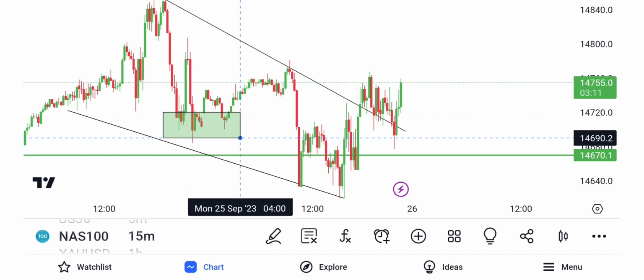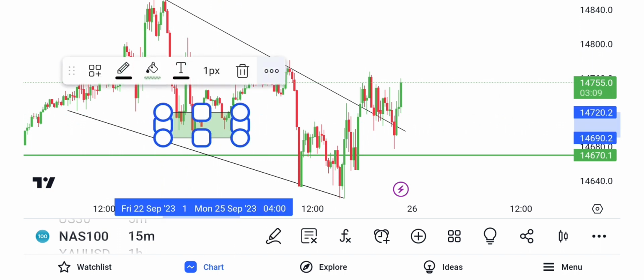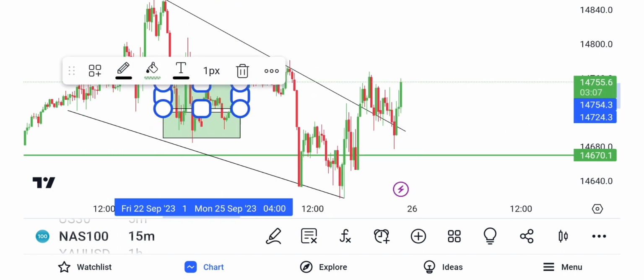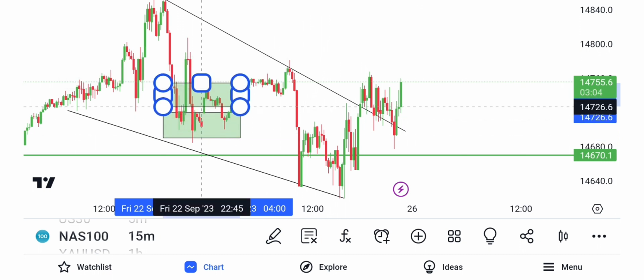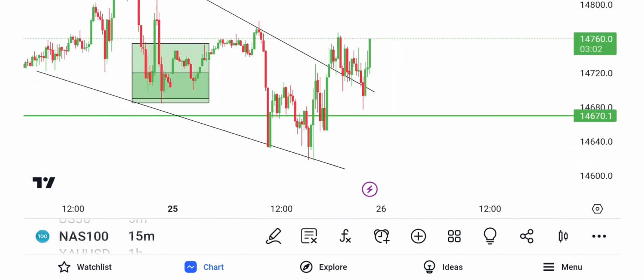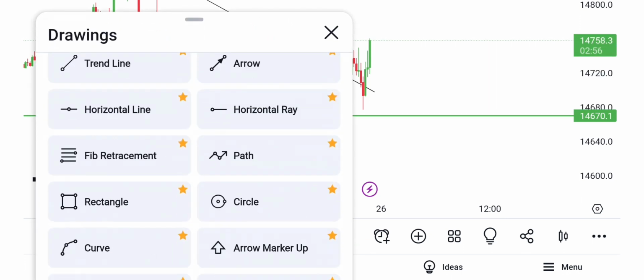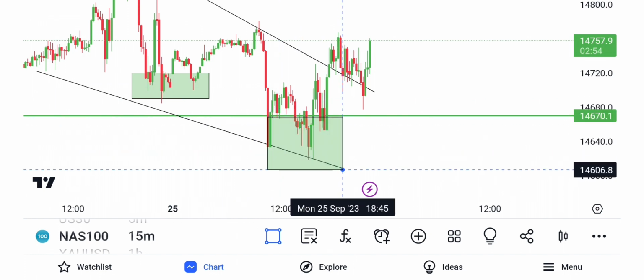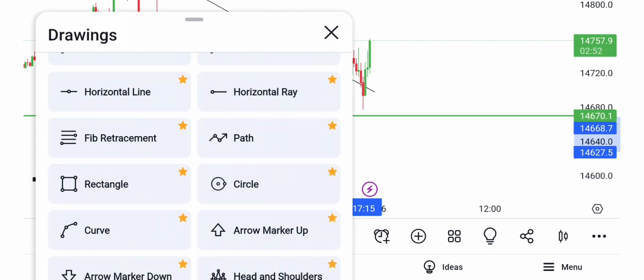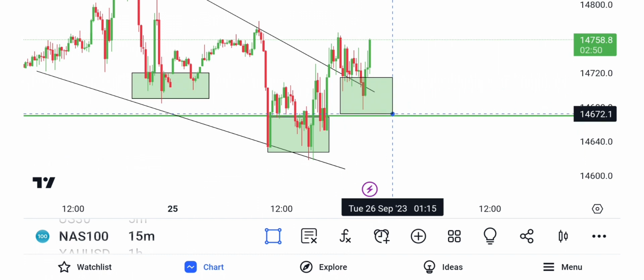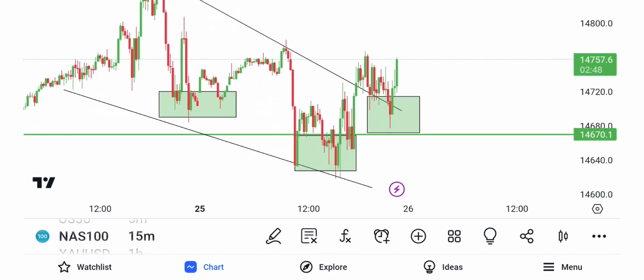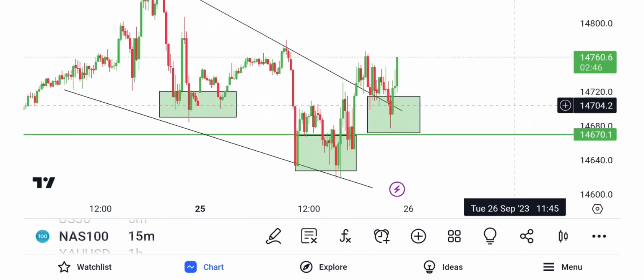Here we have our left shoulder, and then if I clone that, I can bring you to your head, right? Okay, let me just create another one, guys. So here we have our head, and then obviously here we have our right shoulder, which obviously shows us that the market is going to buy, right?